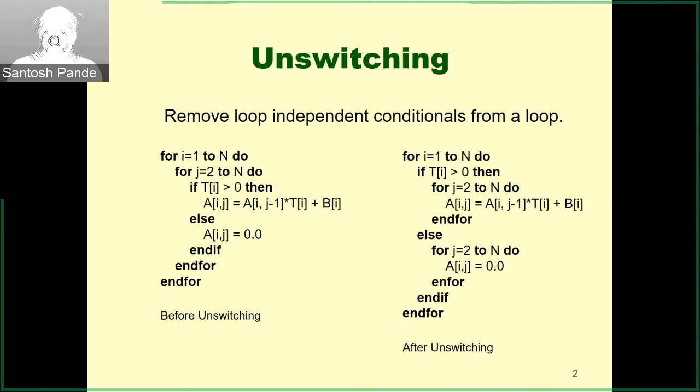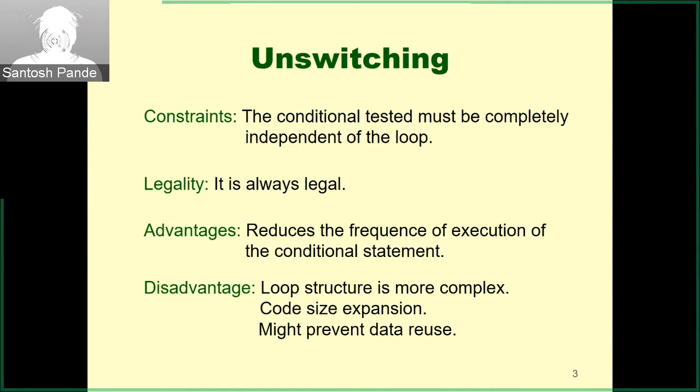So what are the implications? The conditional test must be independent of the loop out of which we are moving. That's the constraint, and it is always legal if this constraint is met. The frequency of execution is reduced because we are moving it outside.